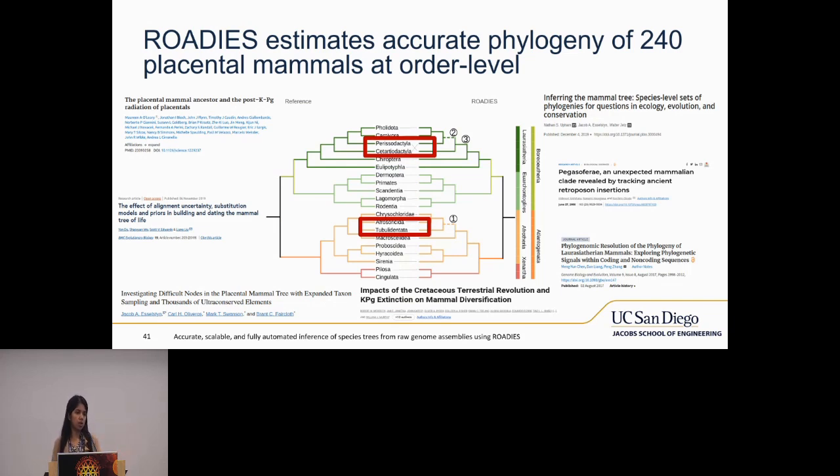We saw a bunch of papers, and some of the papers supported our results, some supported the reference, and some came up with their own solution. So we don't know what the correct answer is, but I would like to mention that ROADIES was able to accurately capture the relationships, at least for those branches which are well settled.